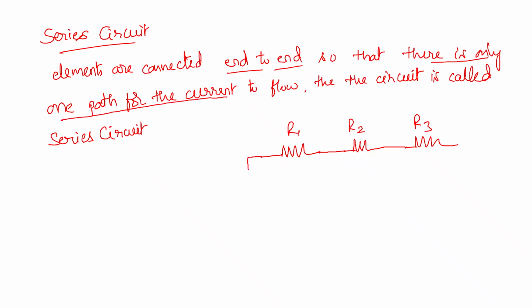Suppose this combination is supplied from a voltage source of V volts. As the path is closed now, a current I amperes will flow in the circuit. For this current I to flow through the connection of R1, R2 and R3, there is only one path. So the same current is going to flow through the resistances R1, R2 and R3. As there is only one path for the current to flow, this type of circuit is called a series circuit.